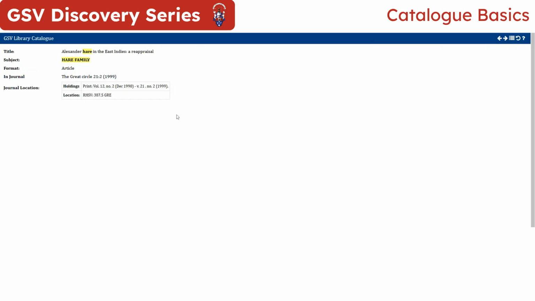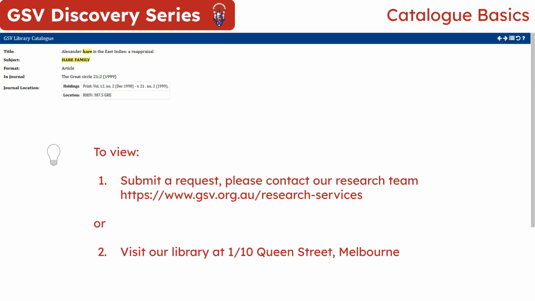And we'll see this is an article in a publication called The Great Circle, and it tells you they've got holdings for this particular journal. So if you want this, you can put in a request and we will send you a copy. If you're a member, it's free. If you're not a member, you'll have to pay, of course.